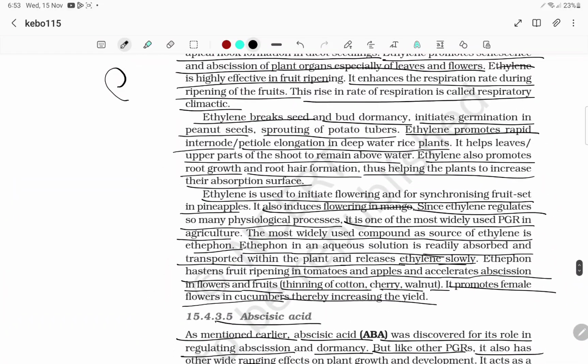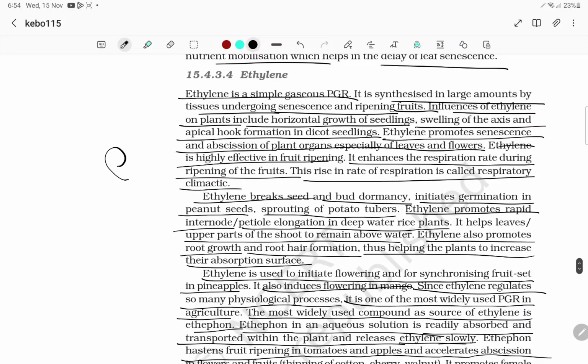Here is the study of NCERT for plant growth hormones.